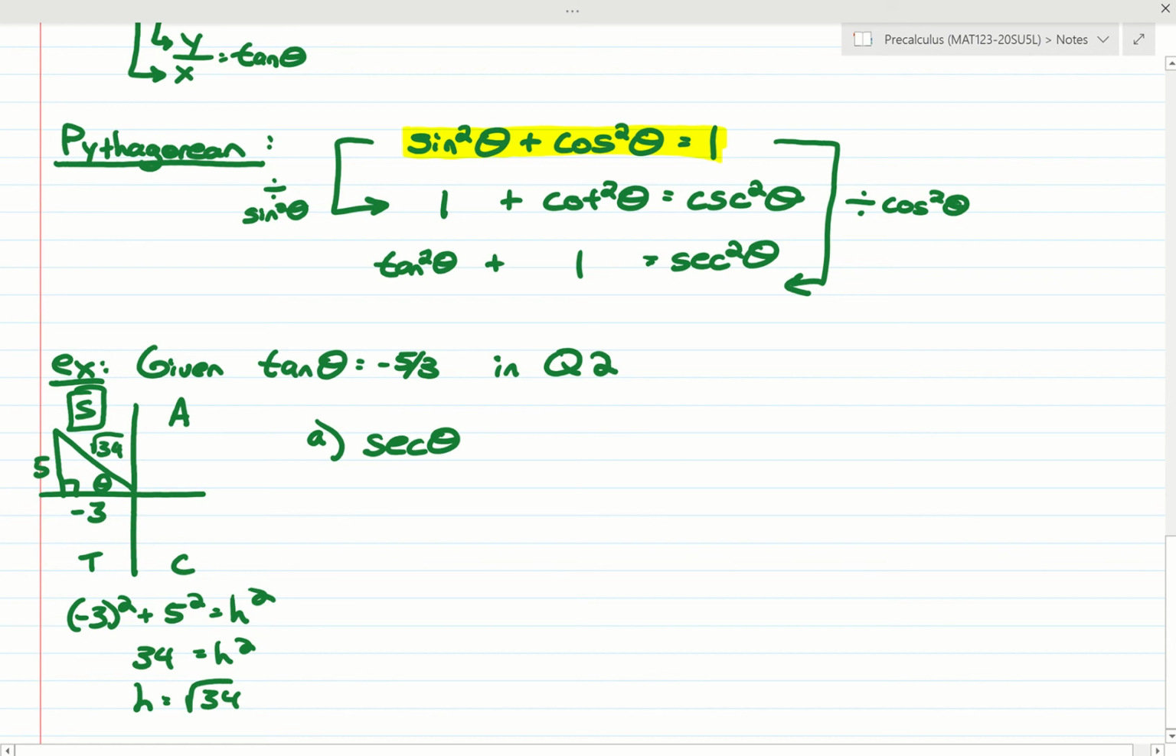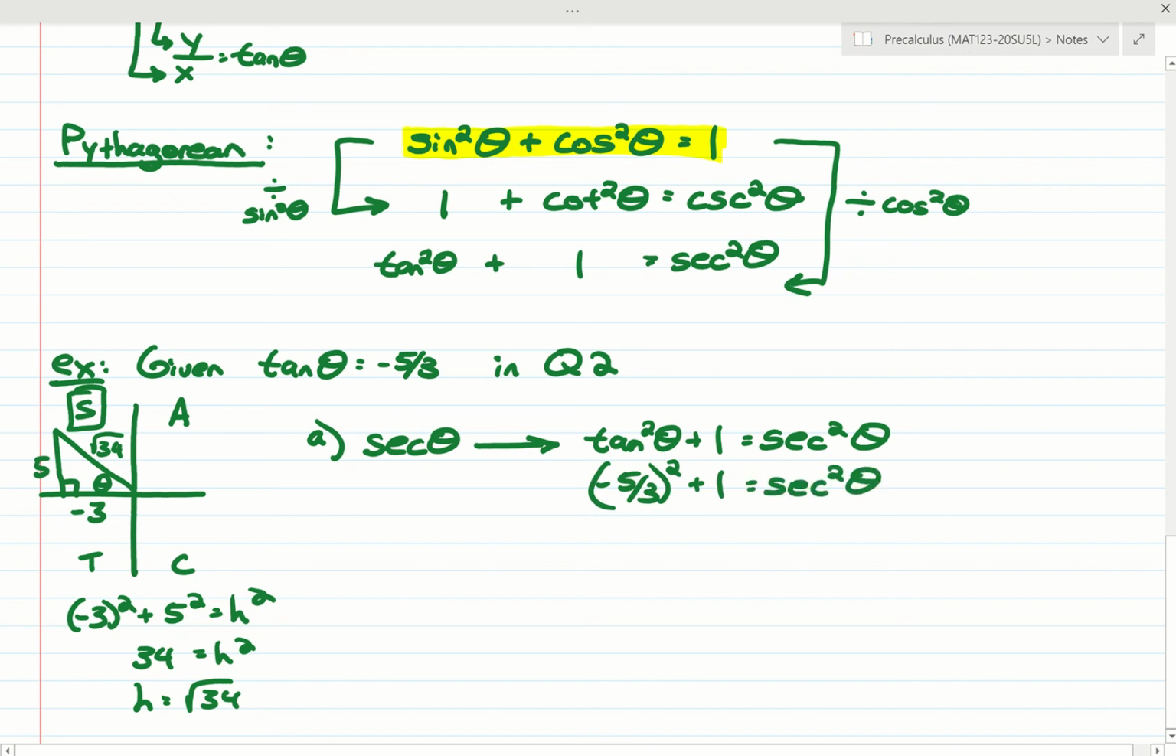But the idea with these is let's practice using our properties. So I could see in the properties that tan squared plus 1 is equal to secant squared. Well, if I know tangent is negative 5/3, I'm just going to practice using a property, and let's see if we get the same answer we just talked about. We should get negative root 34 over 3. This would turn into 25 over 9 plus 1. 25 over 9 plus 9 over 9 is 34 over 9.